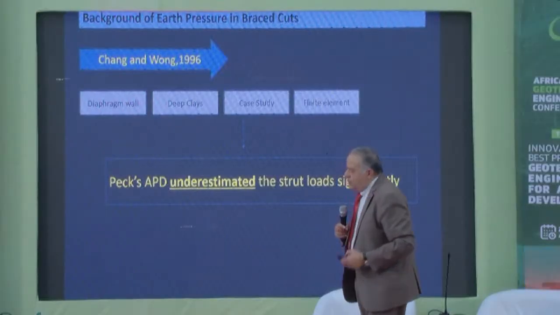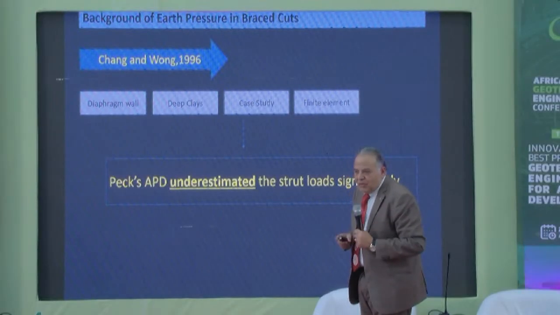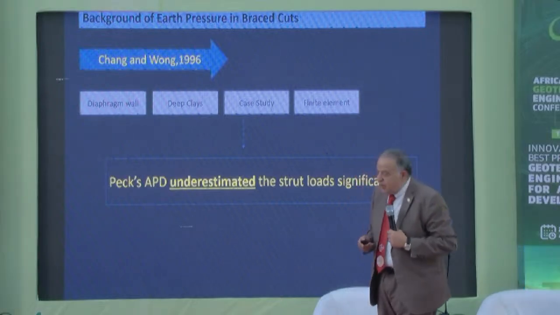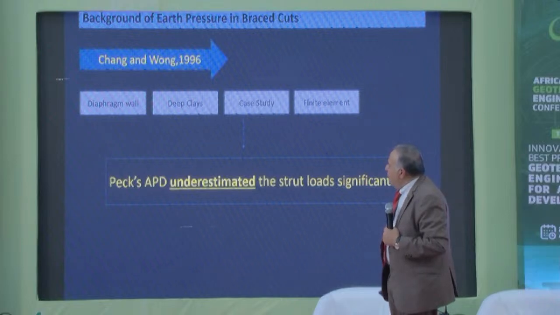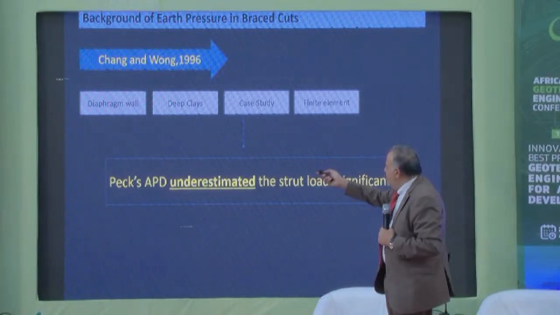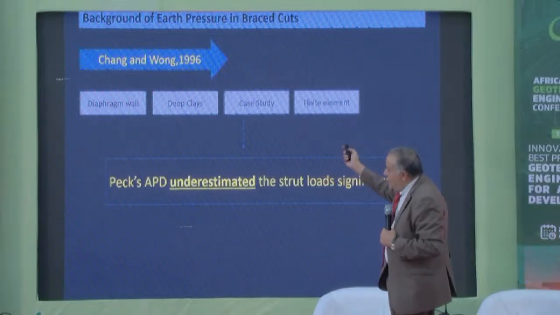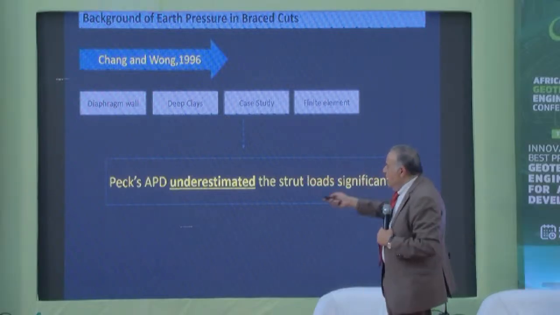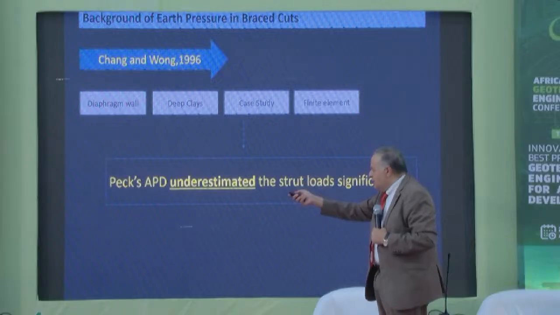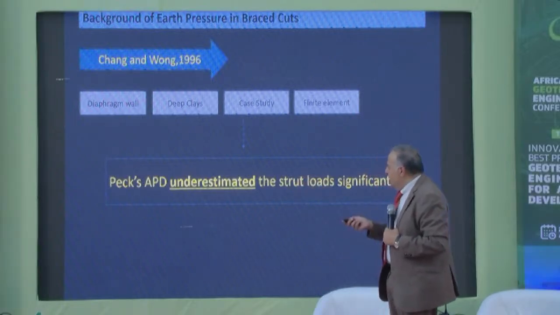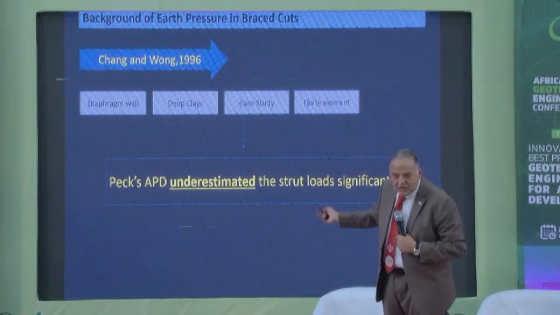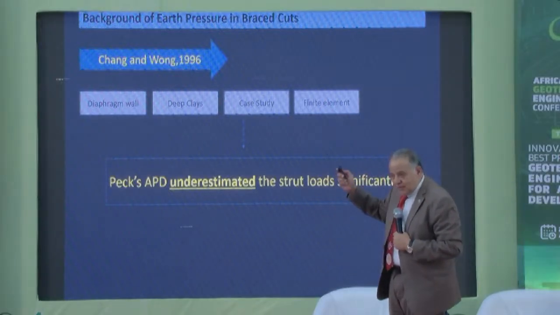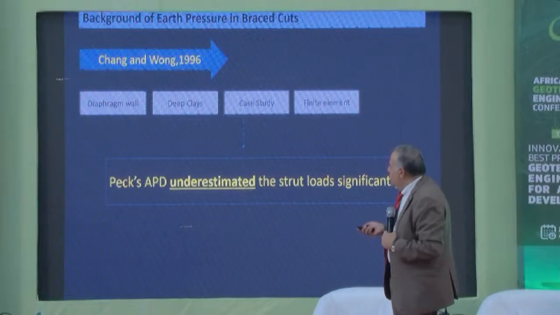We tried to see in the literature if we are okay, what are we doing? Many authors in the literature, starting from 96, where they have a numerical study, maybe at certain points with some measurements, say that Peck's apparent pressure diagram significantly underestimated the strut loads. They measured the strut loads, so Peck's underestimated the pressures.